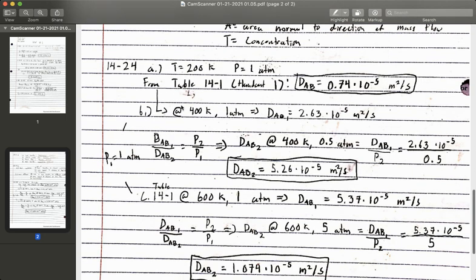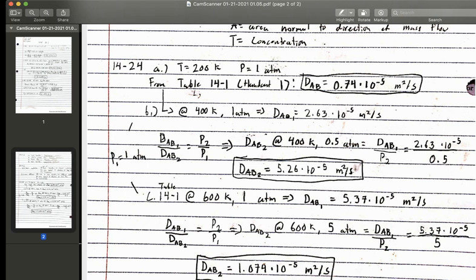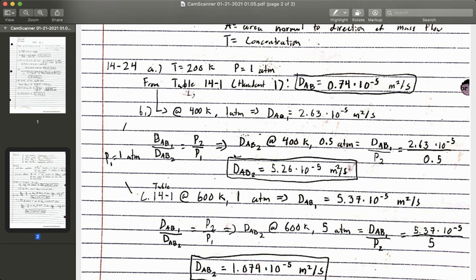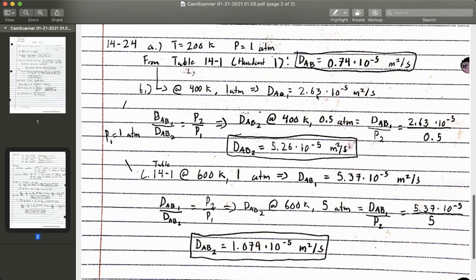The last calculation problem here is just talking about finding the binary diffusion coefficient for CO2 in a few different conditions. So the first one is at 400 degrees Kelvin and 1 atm, which we can just get directly from our handout, table 14.1. And we'll find that value here.